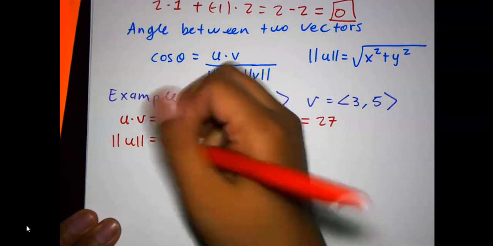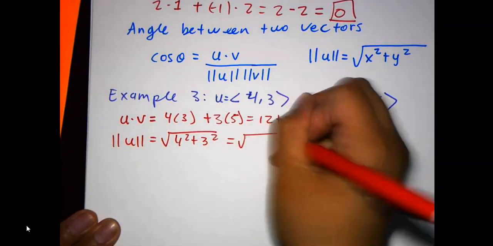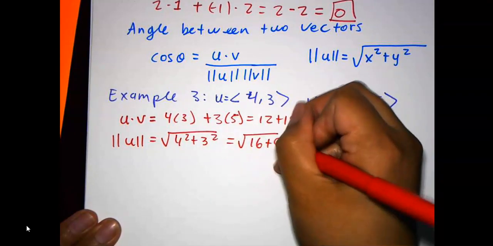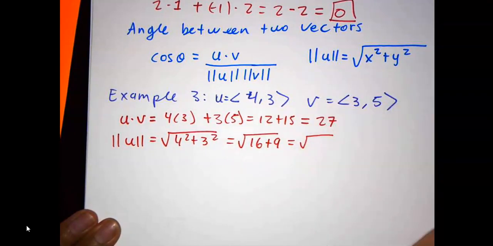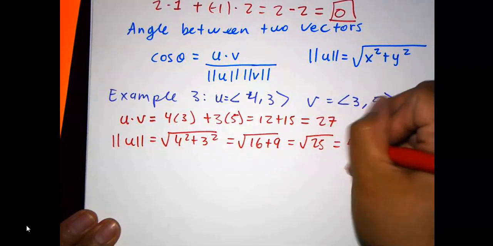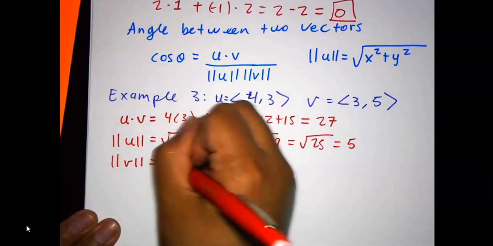What's the magnitude of u? I'm going to do 4 squared plus 3 squared. What's 4 squared? And 3 squared? 16 plus 9 is 25. Square root of 25 is 5.